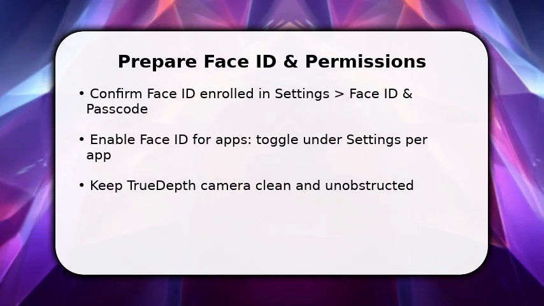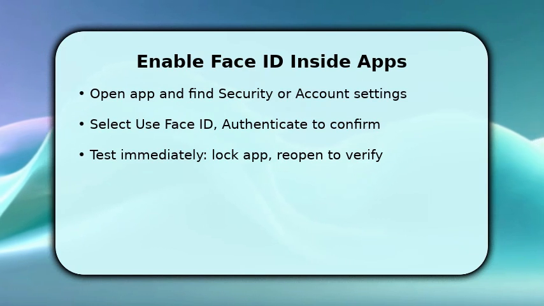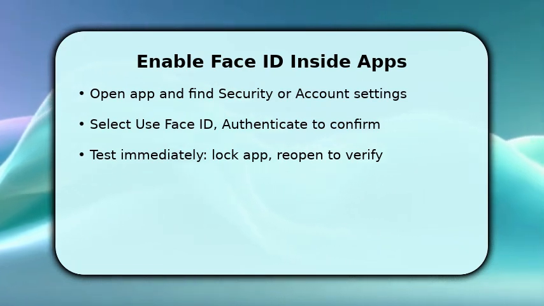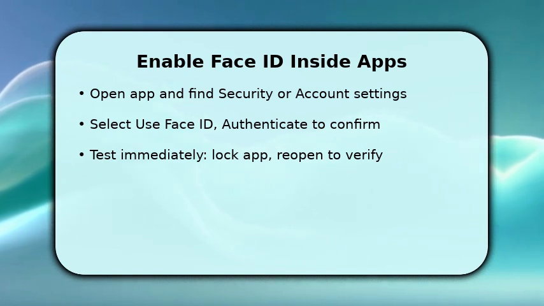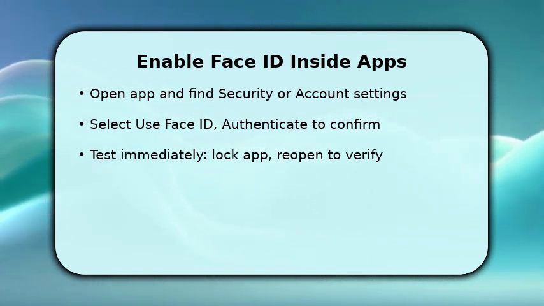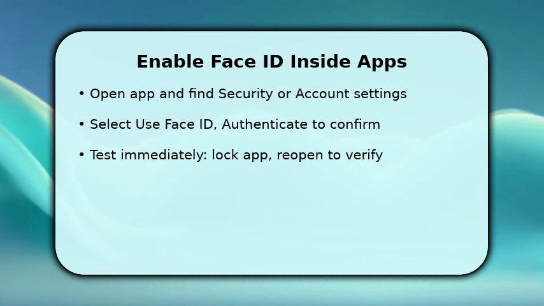You now enter the app's security or account settings and look for the Use Face ID or Unlock with Face ID option. Tap it and authenticate with your face when prompted. This links the app to the system Face ID keychain. Once enabled, lock or background the app and reopen to test. This quick verification shows whether the app requests Face ID as expected.